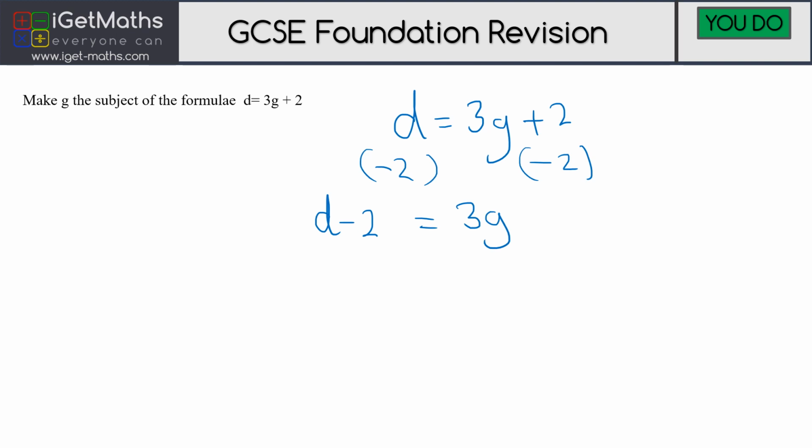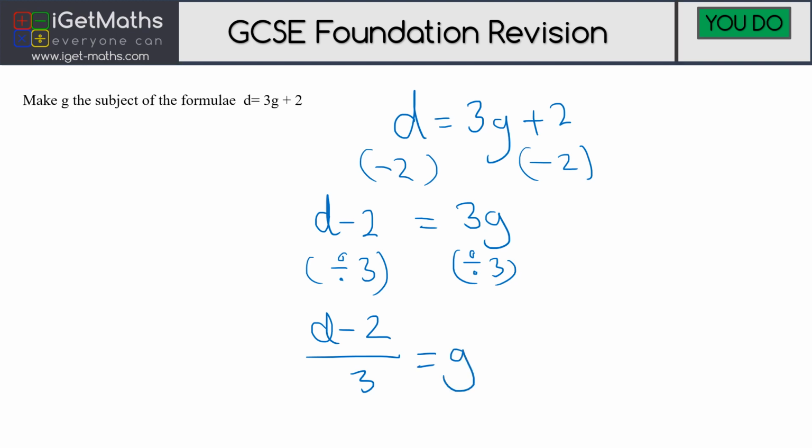And 3G means 3 times G. So to get G by itself, you do the inverse, which is to divide by 3 on both sides. That now will give you D minus 2 over 3, which is equal to G. And that's it. That's your final answer, and you're done.